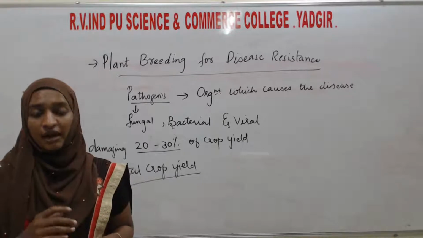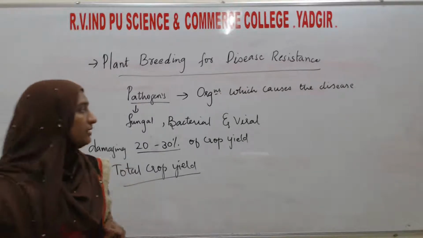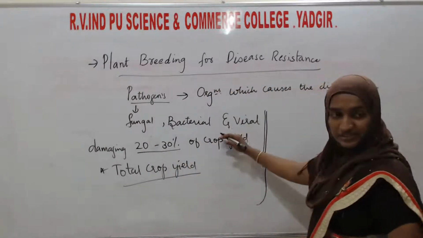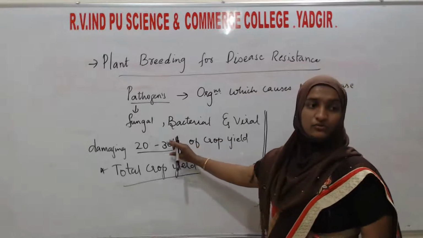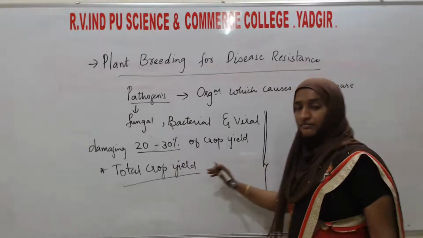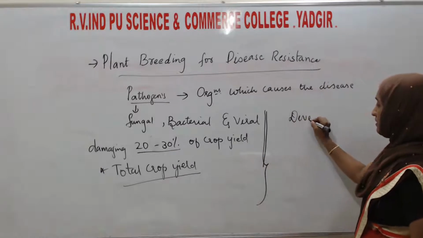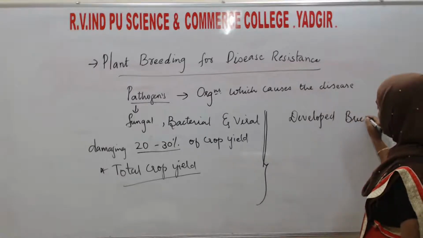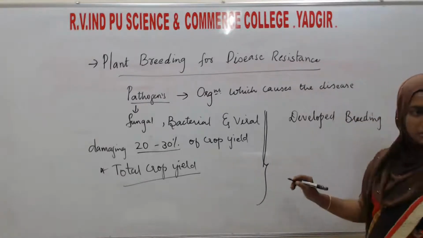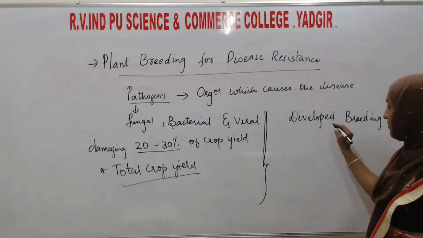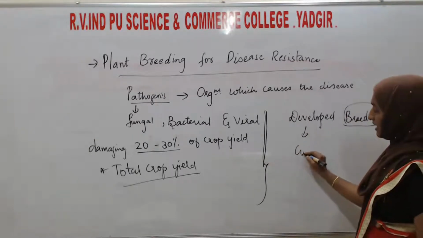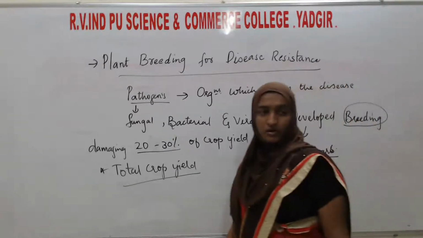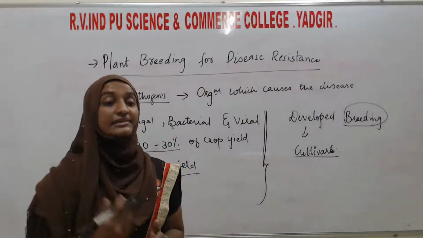In this situation, they practiced a process that is known as breeding. In this situation, whatever the situation of causing the diseases and due to which there is a loss of crop yield, at that time, to overcome this problem, they developed a plant breeding procedure, and by the breeding procedure they developed cultivars. Cultivars means new varieties they developed. For what? And those cultivars will be disease resistant.